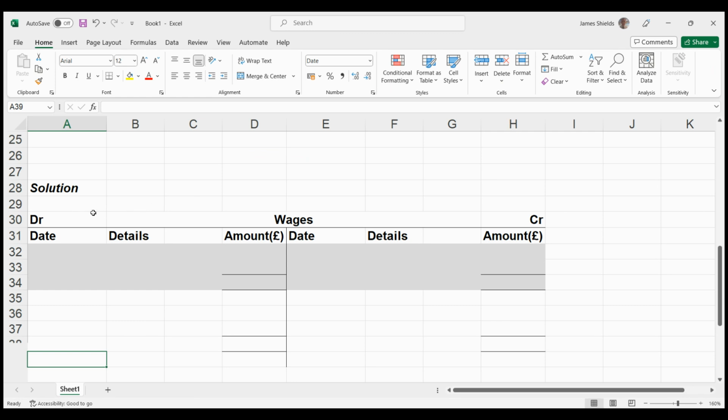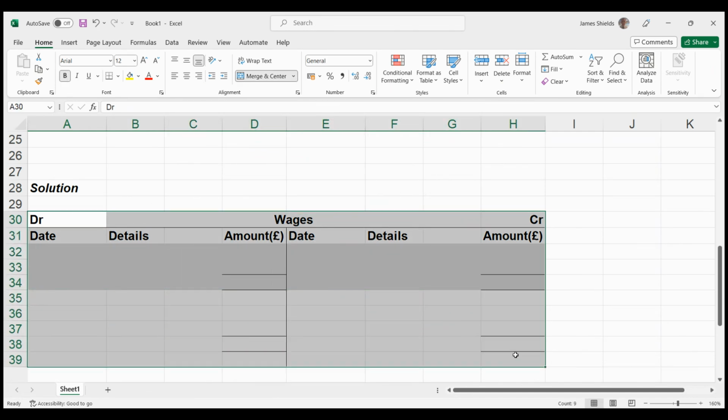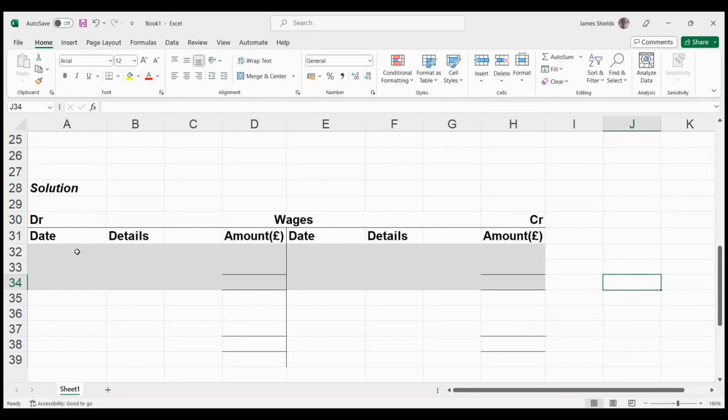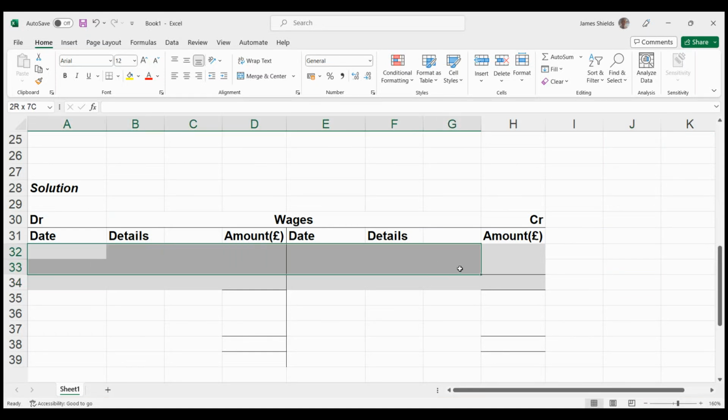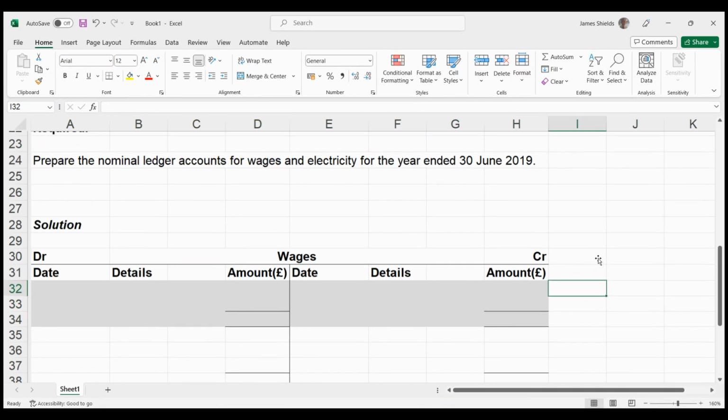Right, so here I've got my T account, or the nominal ledger account, for wages. You notice the first three rows here, I've got them in light grey. The reason is that, for the moment, these are the rows where I'm going to show my workings out. So they're not part of the actual solution for the full wages T account. This is the workings out for my wages account. Right, so this is how I'm going to use them. Let's go back to the question now.